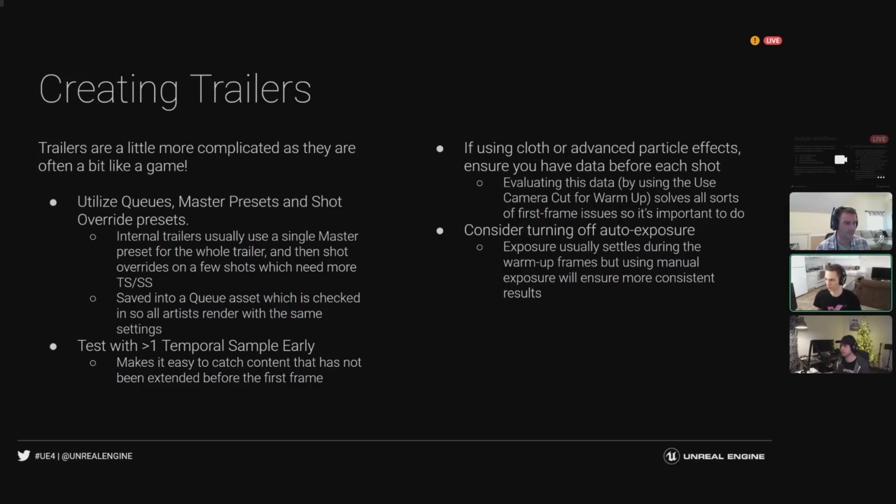For a trailer, you can consider turning off auto exposure. Exposure generally is going to settle out during the warm-up frames, but if you were to turn down your warm-up frames to some small number, you're going to get different exposure at the start of a shot than at the end. So as you go forward, just have your artist change the cameras to manual exposure. That's just going to give you consistent results.